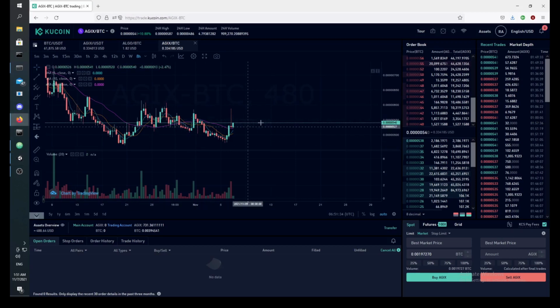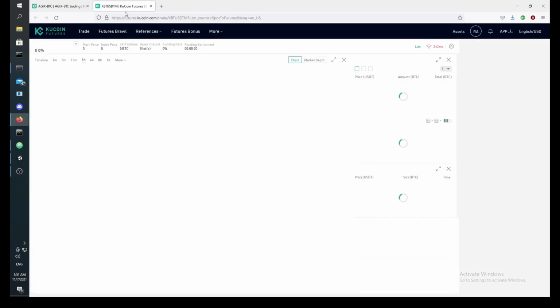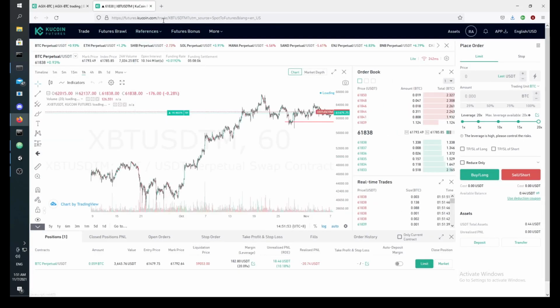You know the fundamentals, and you have a pretty sure bet of what's going to happen. So you're willing to take a little bit more of a risk to engage in your future returns, right? So what you can do is click on this Futures 100x button, and it'll take you to a different site called futures.kucoin.com.